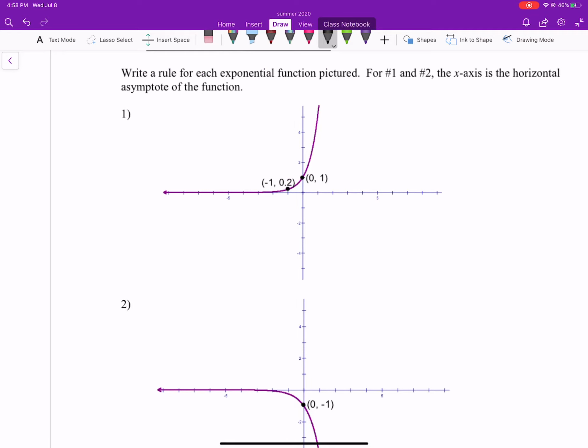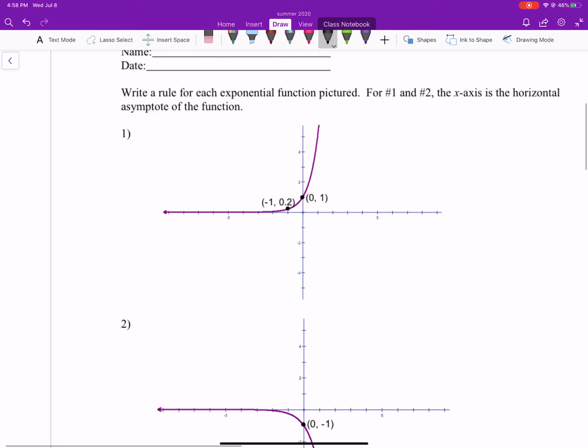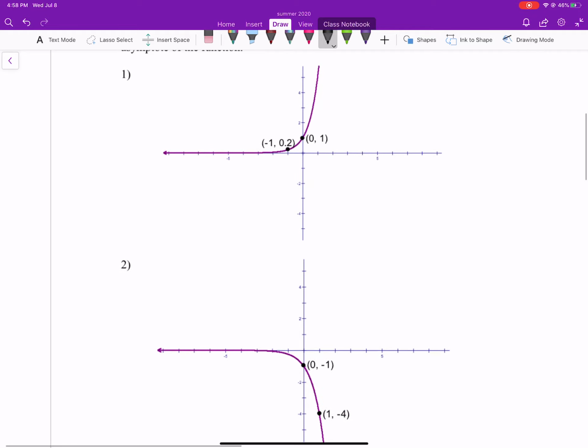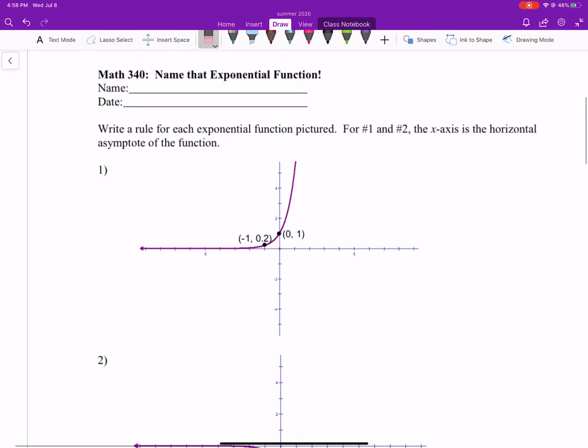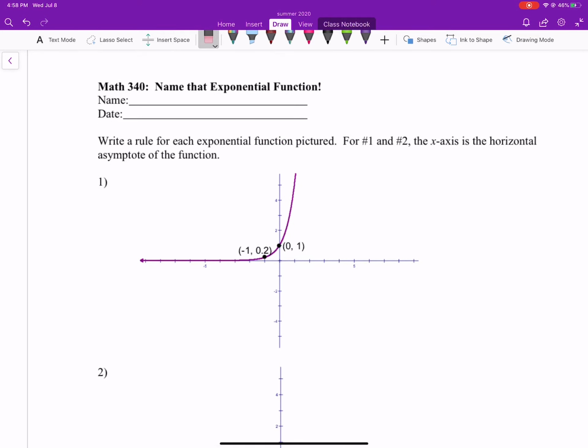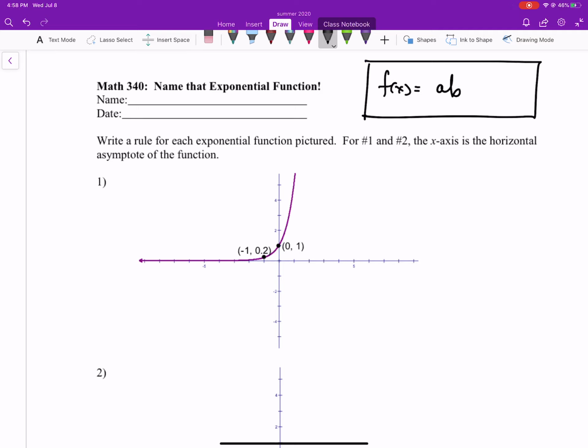I'm going to go through one example and then you do the other two. I'm going to look at example 1 and then let you work on the remaining one. So again, I'm looking at my generic formula. My generic formula is f of x is equal to a b to the x plus c. That's my rule. So I'm looking at this question over here.